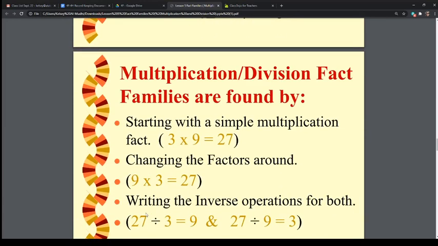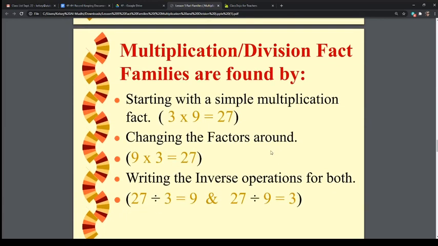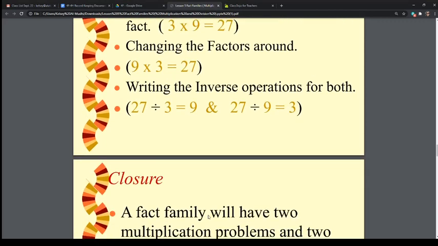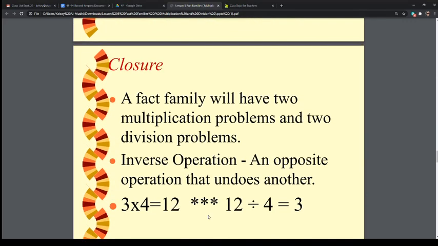Multiplication, division fact families are found by, here's a little review. You start with the simple multiplication fact, changing the factors or changing the numbers around, and then writing the opposite operation for both. The fact family will have 2 multiplication problems and 2 division problems. The inverse operation is an opposite operation that undoes another. So 3 times 4 equals 12, and then the opposite of that would be 12 divided by 4 equals 3.